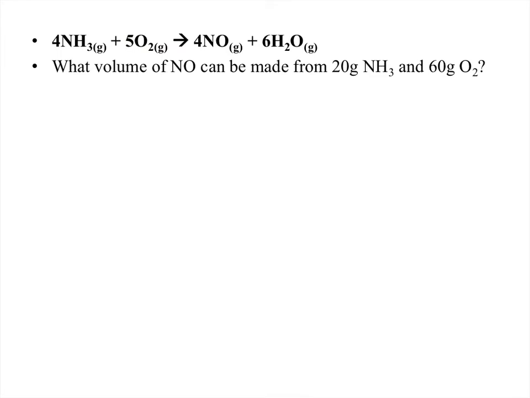Okay, the next example here, different equation. What volume of nitrogen monoxide can be made from 20 grams of ammonia and 60 grams of oxygen? So we're going to write down our starting points. We're going to start with 20 grams of ammonia for one of our setups and 60 grams of oxygen for the other setup. Our goal here isn't just to convert to moles of product, it's to get a specific unit of product, which is volume, and we're going to do liters. Liters of nitrogen monoxide is our ultimate goal, unit, and substance.